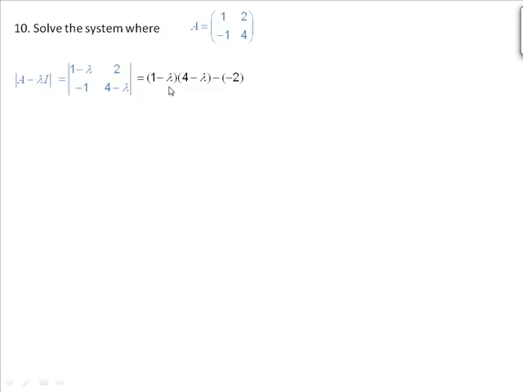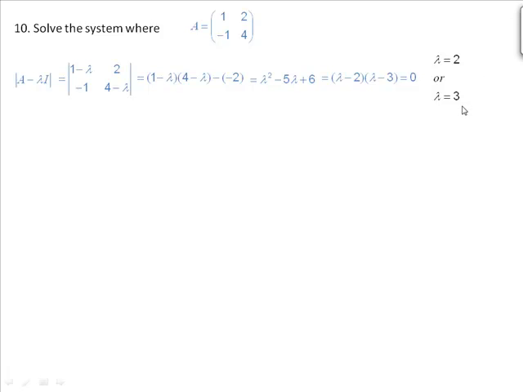And then multiplying out 1 minus lambda times 4 minus lambda, you get lambda squared. You're going to get a -1 lambda and a -4 lambda. Those combine to give you -5 lambda. And then you have 4 plus 2, which gives you 6. So lambda squared minus 5 lambda plus 6 can be factored into lambda minus 2 times lambda minus 3. And when that's equal to 0, it tells you lambda is 2 or lambda is equal to 3.